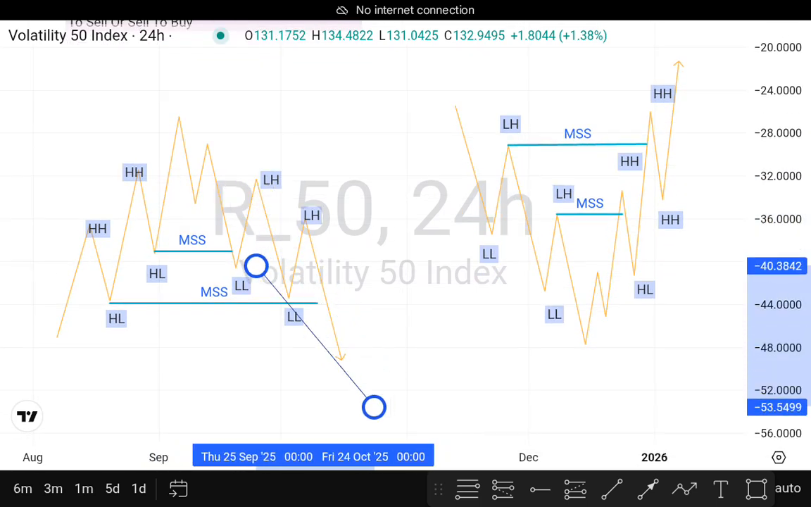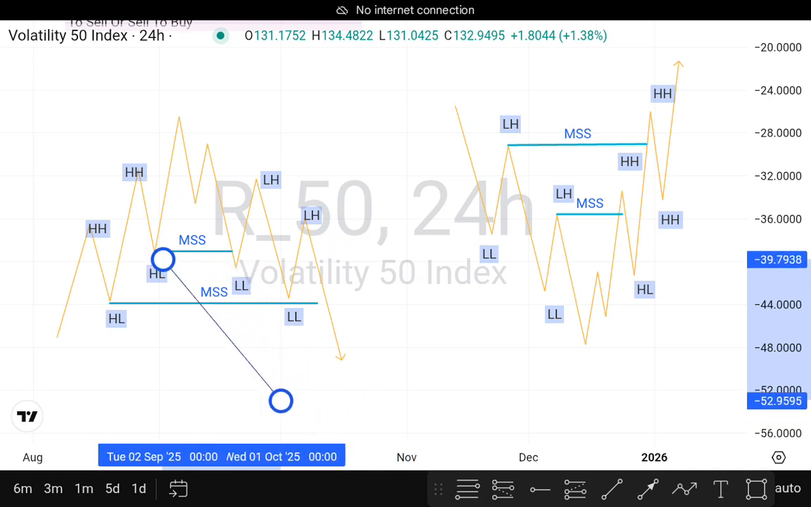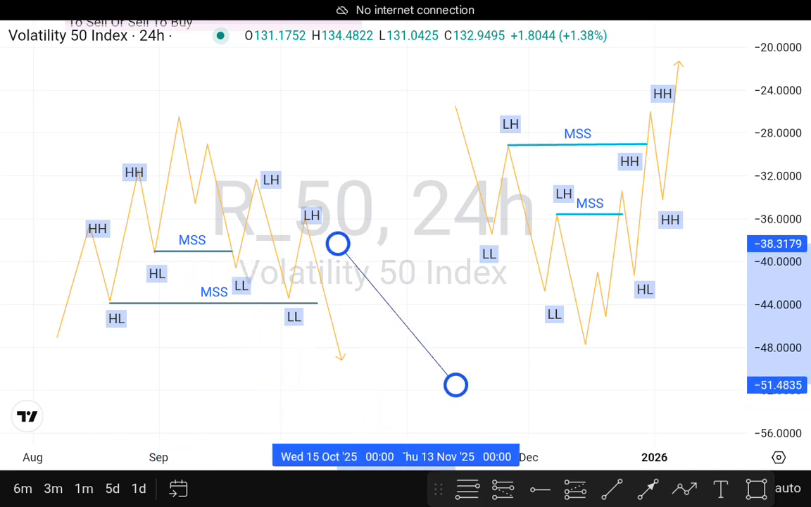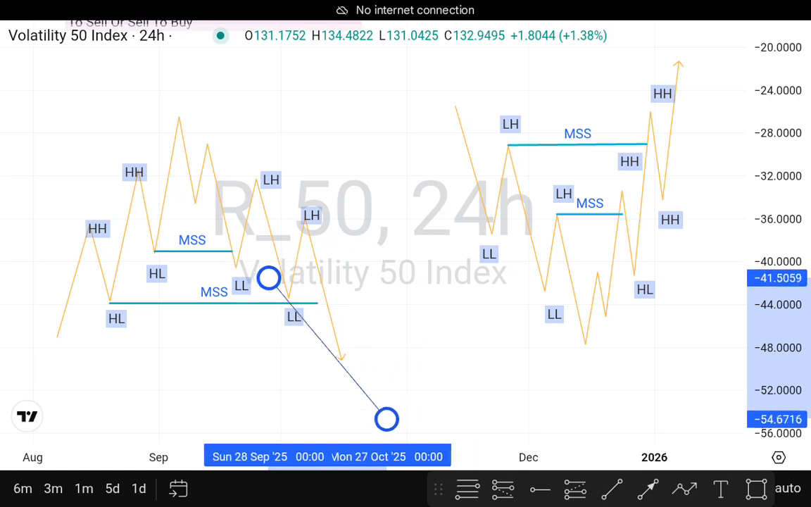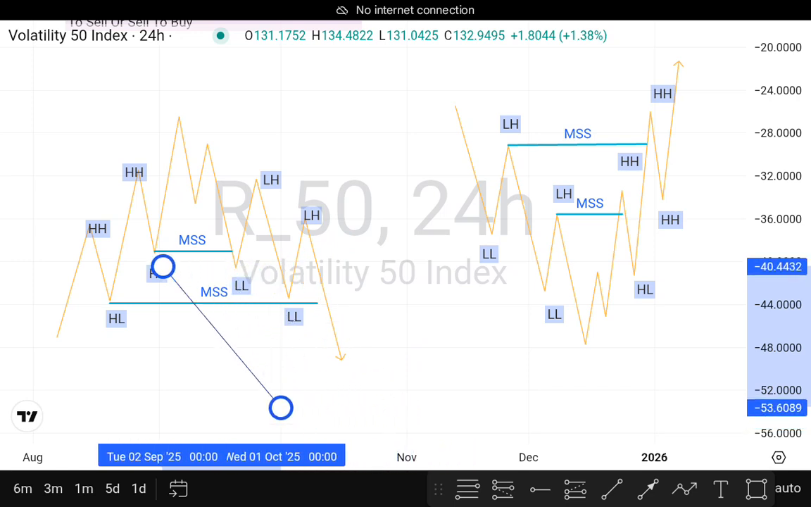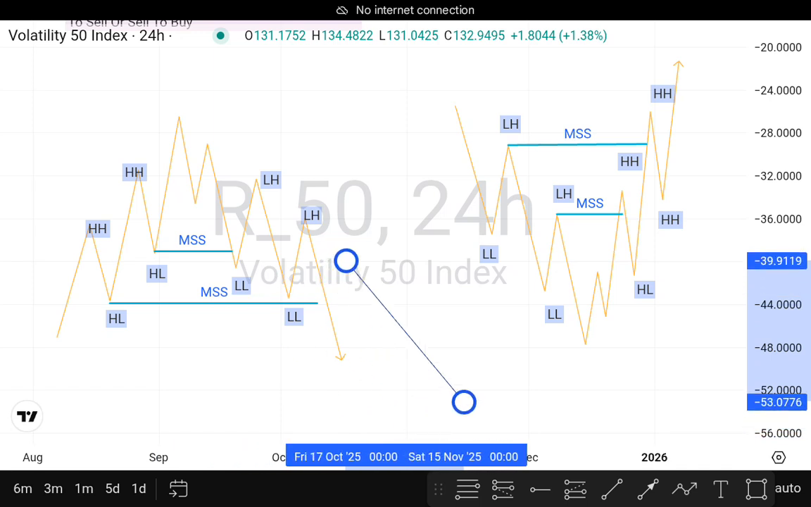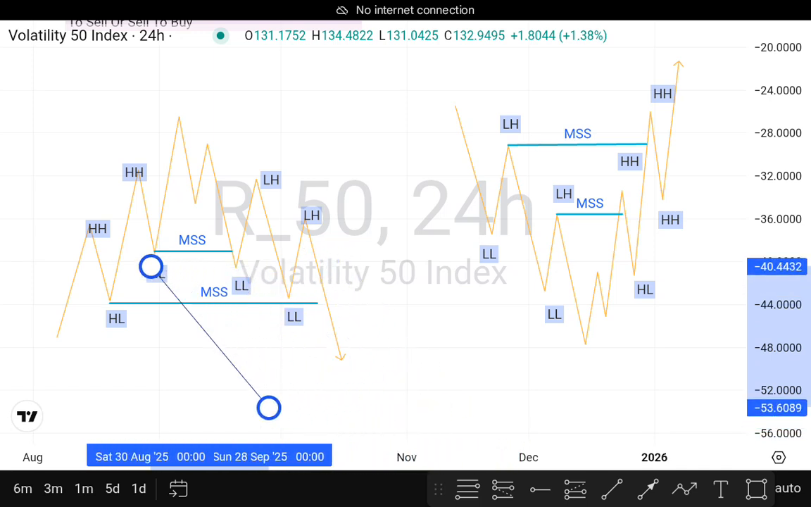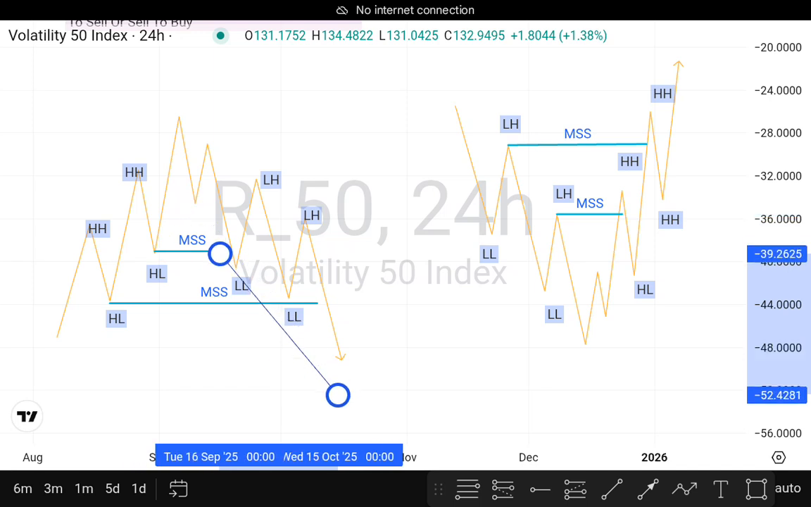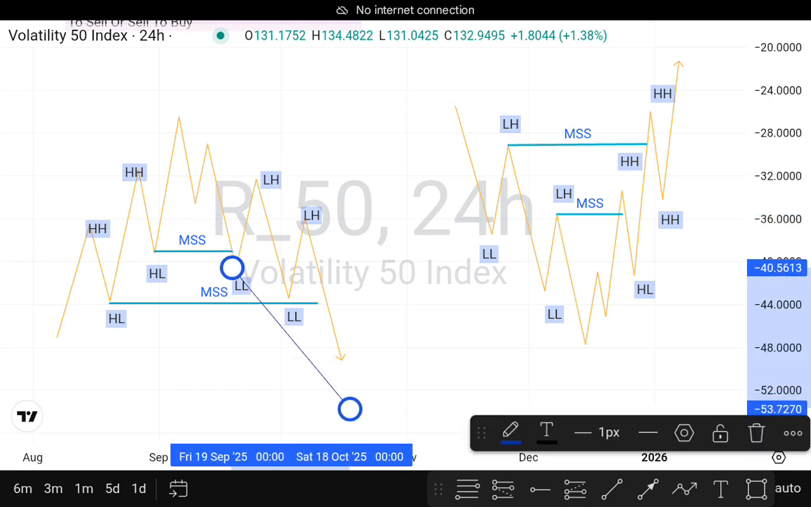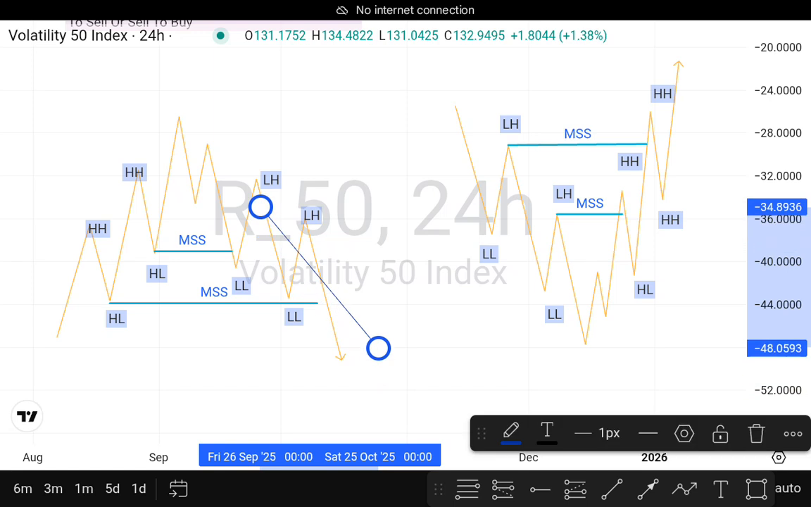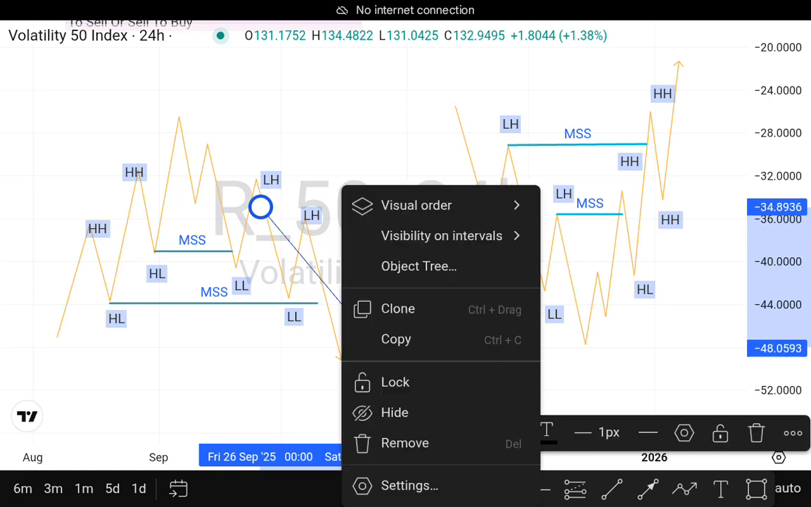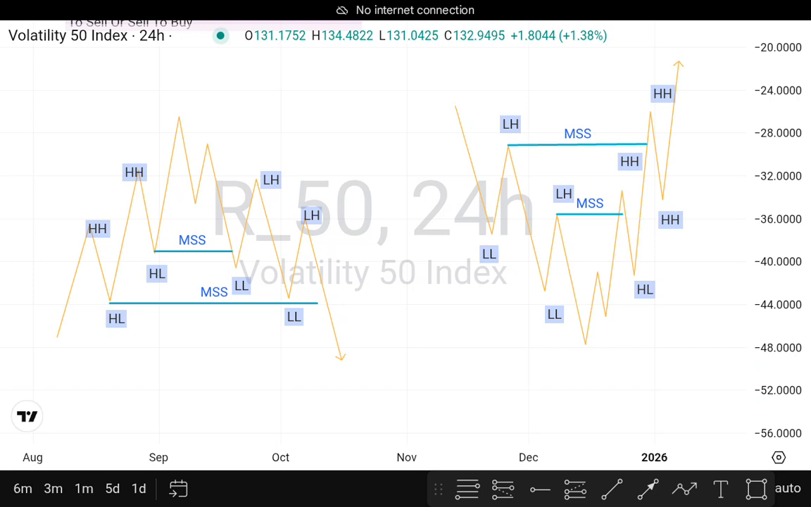It created a low which is lower than this low. As I said, if a low is lower than the previous low, it means now you are in a downtrend. So you see, instead of a market creating a higher high, it created a lower low, and then this lower low created a higher high.